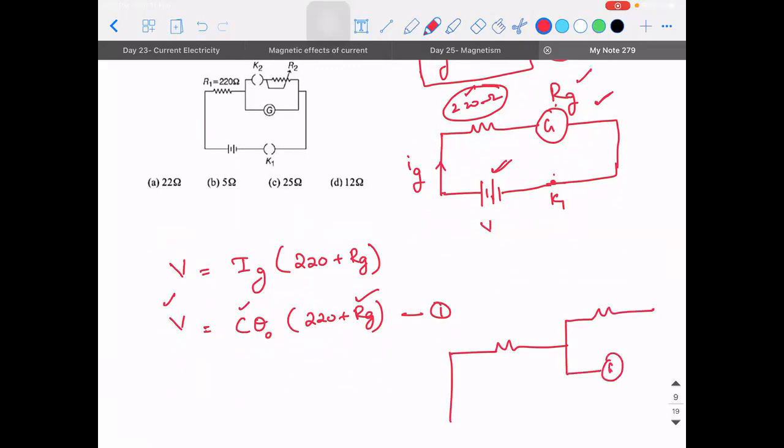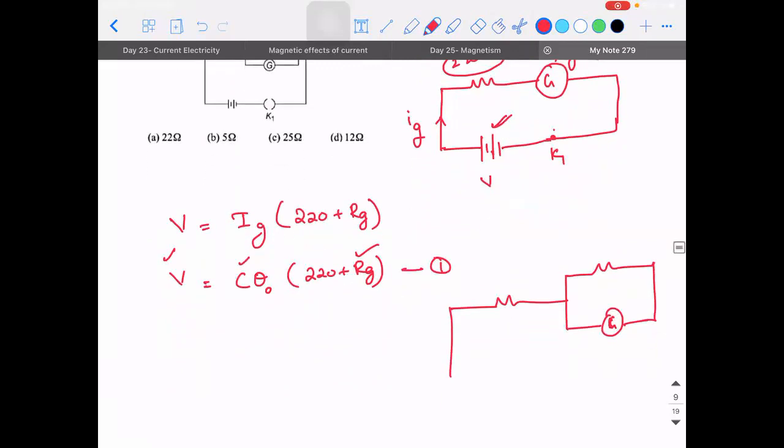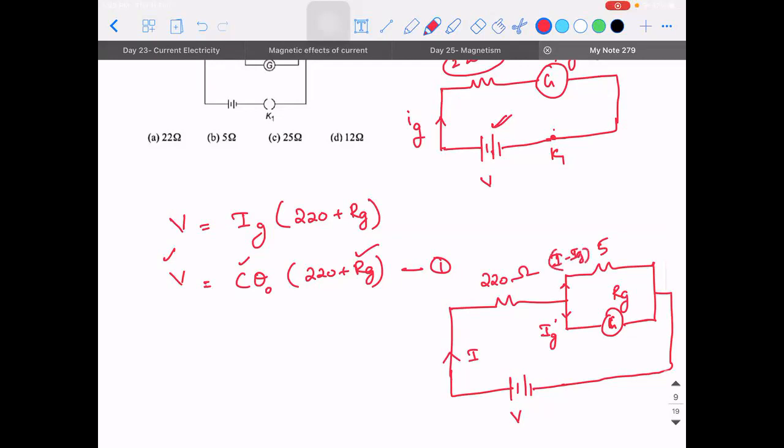R2, G, the same potential source V. Now, is it possible for you to calculate the current through the galvanometer alone? Because the whole concentration is on the galvanometer only. 220 ohm, this is 5 ohm, and let's say this is Rg. Let's say the current is I. Then the current will get split into two parts. Let me call this Ig dash, and here let me call it I minus Ig dash.